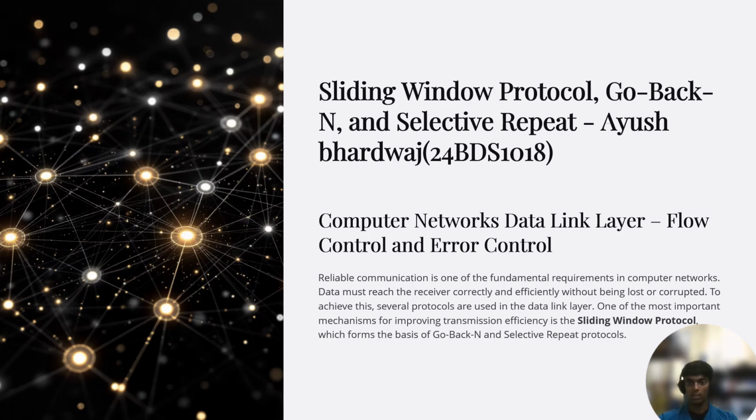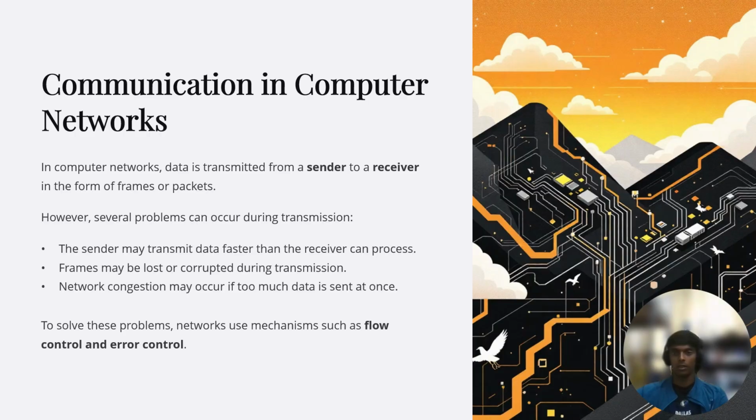To ensure reliable communication, the data link layer uses mechanisms such as flow control and error control. One of the most efficient techniques used for this purpose is the sliding window protocol, which forms the basis of the go back N and selective repeat protocols. In this presentation, we'll understand how these protocols work and how they improve the efficiency of data transmission. In the next slide, we'll be learning about what communication in computer networks is.